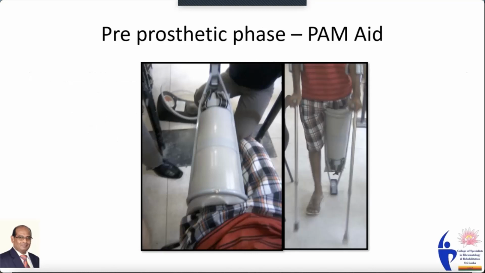prevent any contractures, reduce the volume and edema of the stump, as well as help in healing, like what is shown here, which is a pneumatic device which is fixed on and can walk on while waiting for the prosthesis.